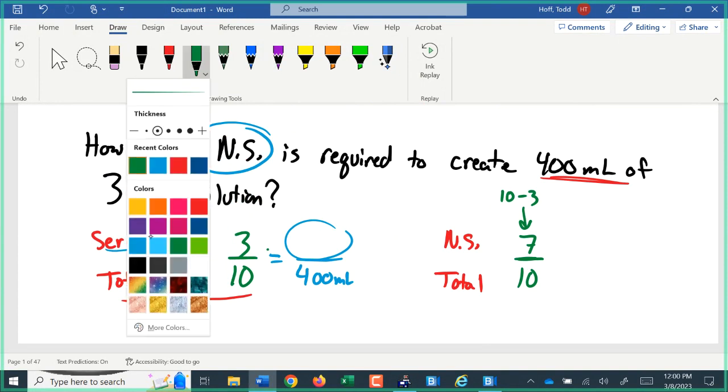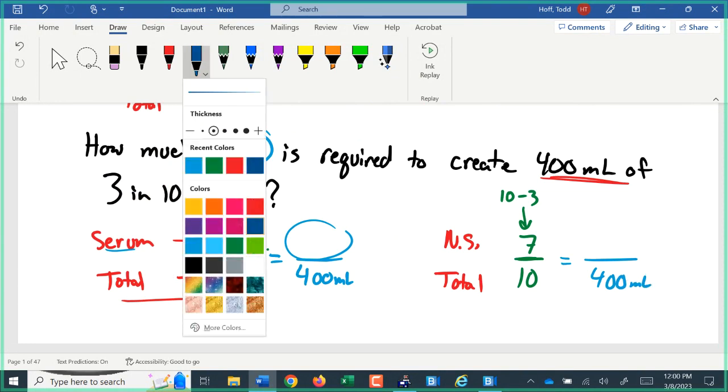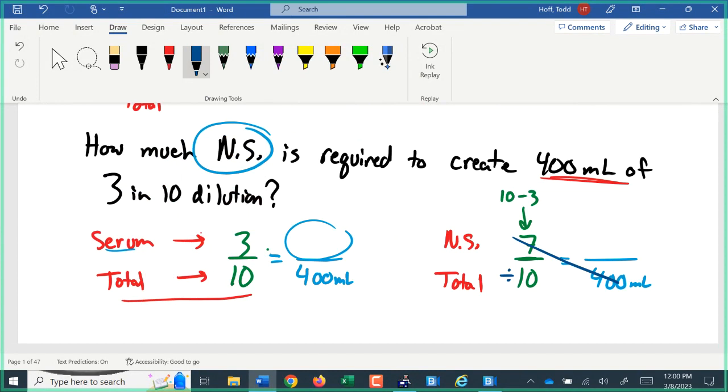And now we can compare that to the total of 400 milliliters. We'll cross multiply and divide. 7 times 400 divided by 10 gives us 200 milliliters of NS, or normal saline, that would be required to create that dilution.